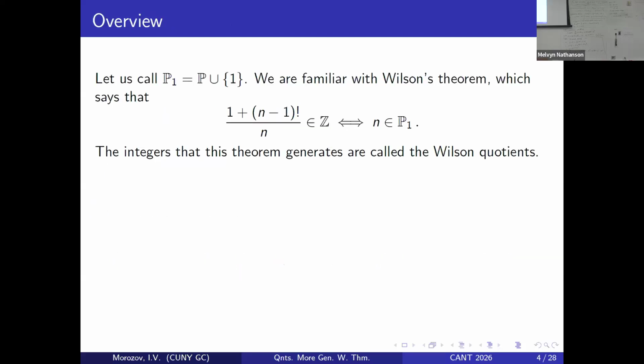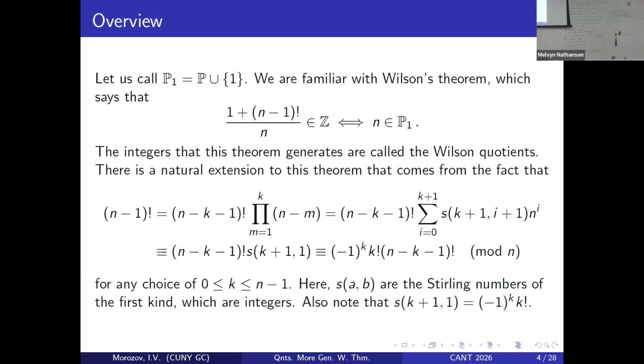So we can start with something simple. We'll note that by Wilson's theorem, this expression right here is going to be an integer if and only if n is prime or 1. And the integers that this theorem generates are called the Wilson quotients.